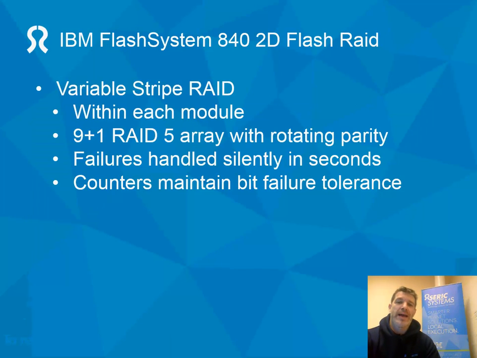So let's recap on the RAID there. It's called 2D Flash RAID, two-dimension Flash RAID. The first is the variable stripe RAID. So this is within one of those modules. The 10 chips within that, it's effectively doing a sort of RAID 5 across that with rotating parity. And that handles any failure in those chips, any bit failure or anything like that. So I think of it a bit like memory mirroring, memory correction and stuff like that you have in traditional memory.